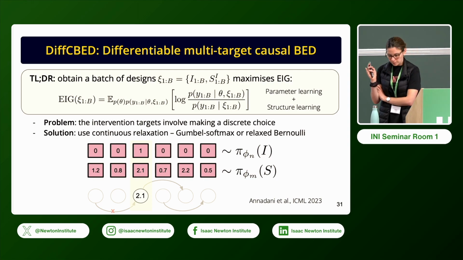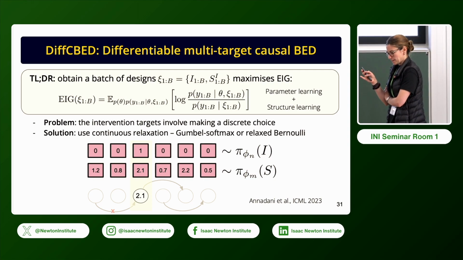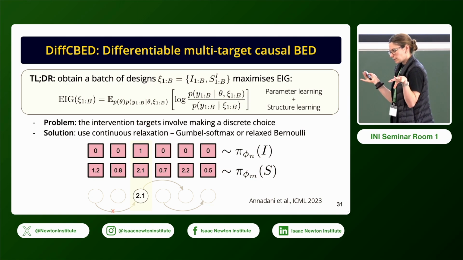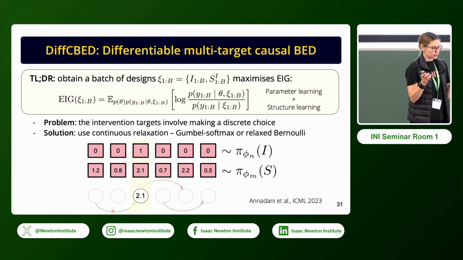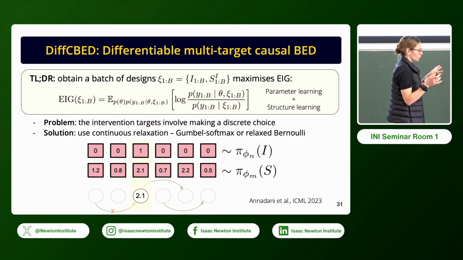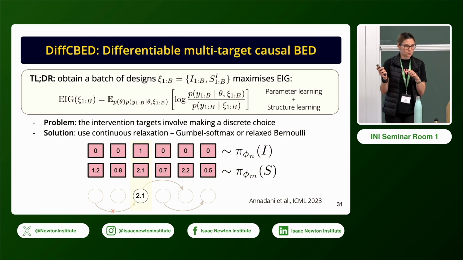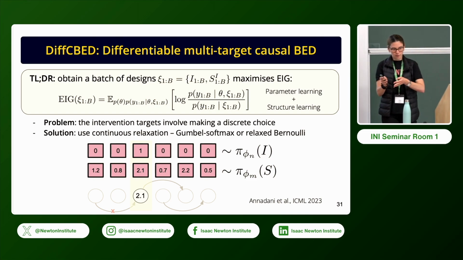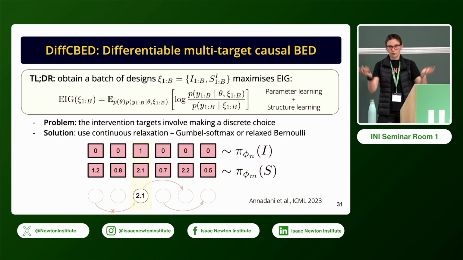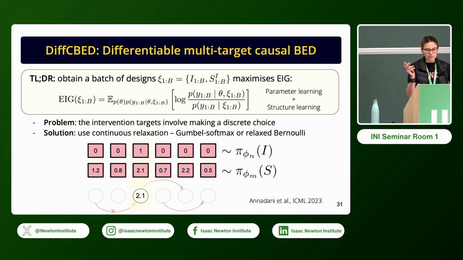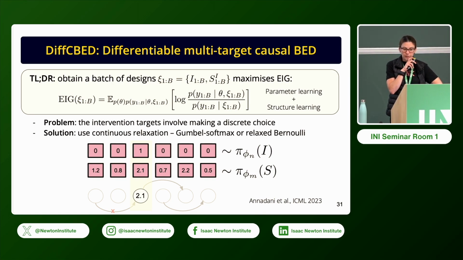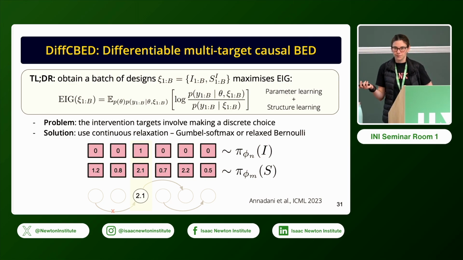But there is one key problem that we didn't discuss yesterday. Yesterday we had everything continuous, right, and we were just running stochastic gradient schemes to find the designs. Now here we have to make a discrete choice, right? So choosing the intervention targets involves picking out of a discrete set of points. And the solution we are applying here is to use continuous relaxation so that we can still use stochastic gradients to learn an intervention policy, right?